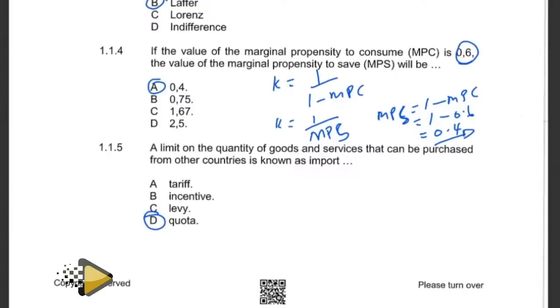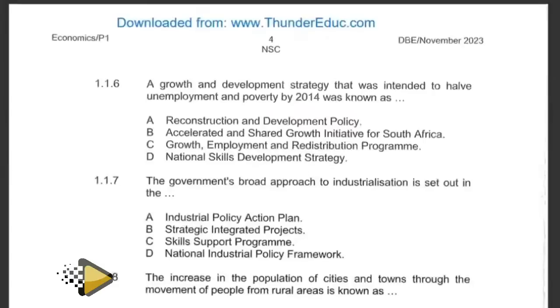Okay, right, grade 12s. So now let's move on to the next question. Our next question is 1.1.6, and this 1.1.6 reads as follows. A growth and development strategy that was intended to halve unemployment and poverty by 2014 was known as. So in this regard, our appropriate answer is going to be B, which is the Accelerated and Shared Growth Initiative for South Africa. So this is our appropriate answer in this regard, grade 12s.